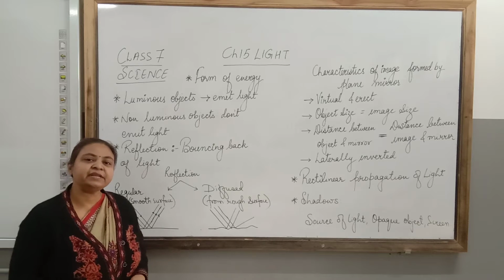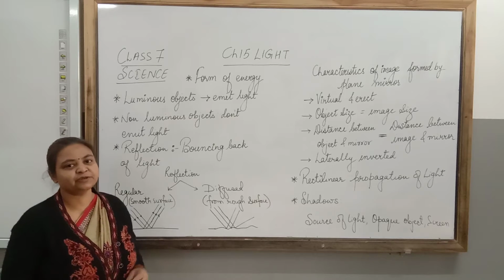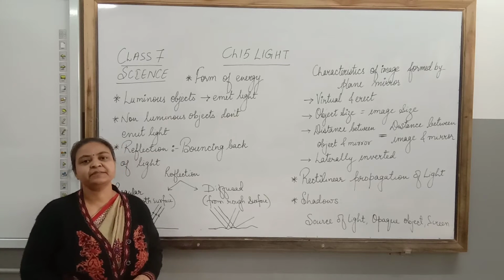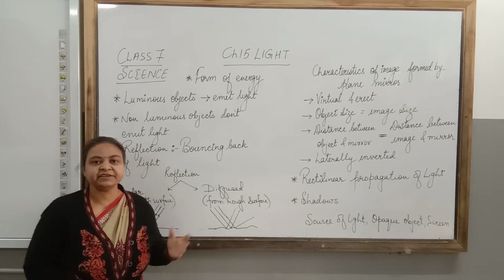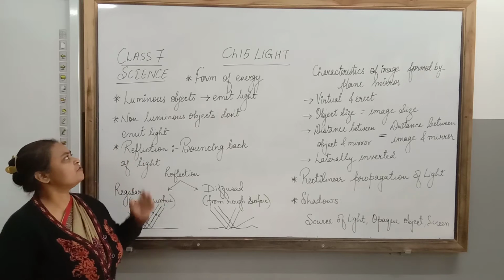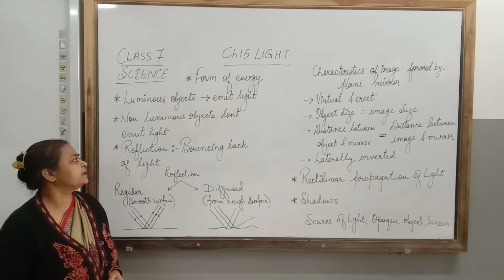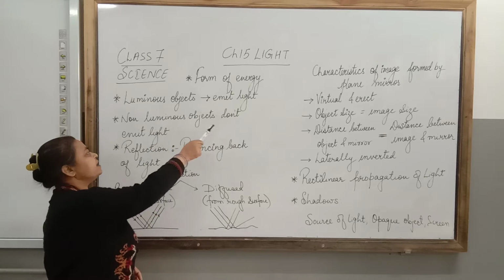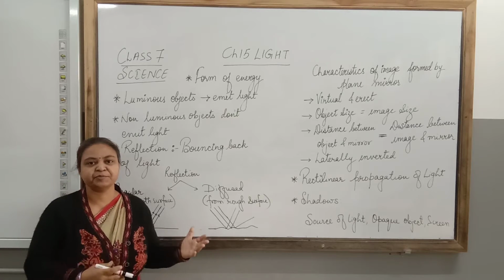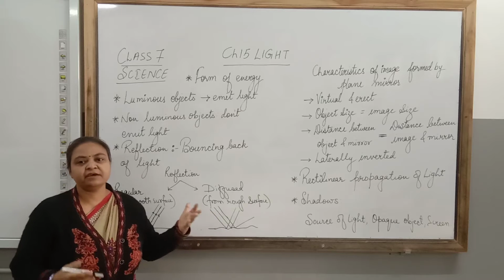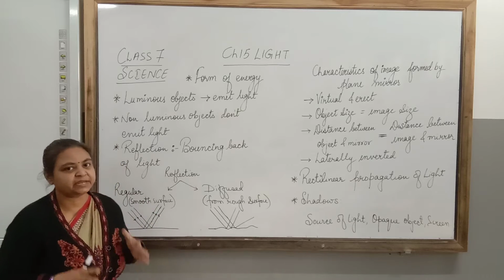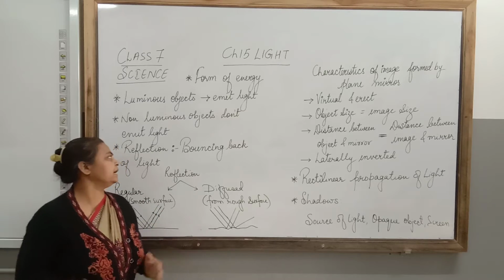The objects which emit light are called luminous objects. Luminous objects can also be called sources of light. Like sun is a source of light, stars are sources of light, lighted candle, lighted tube light, bulb, etc. They all come under the category of luminous objects. Whereas non-luminous objects are those objects that do not emit light. Like for example, table, chair, fan, door. These all are objects which do not have their own light. They do not emit any light. They do not give out any light.